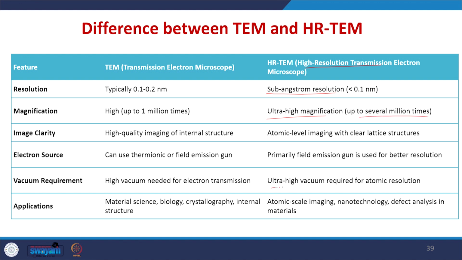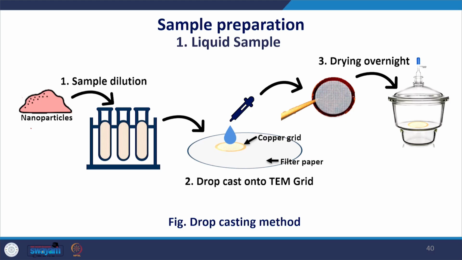But you need ultra high vacuum for this atomic resolution, and this HRTEM plays a very important role in nanomaterial characterization, especially if you are using small size carbon dots or nanoclusters. The HRTEM will be very useful. Let us see how to prepare the sample for the TEM analysis.